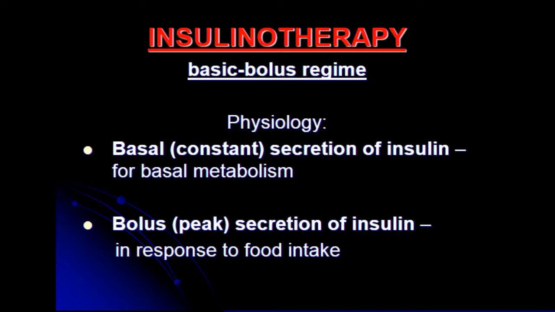Second basic principle, insulinotherapy. Insulinotherapy basal-bolus regime. Physiology: basal is constant secretion of insulin for basal metabolism, and bolus or peak secretion of insulin in response to food intake.